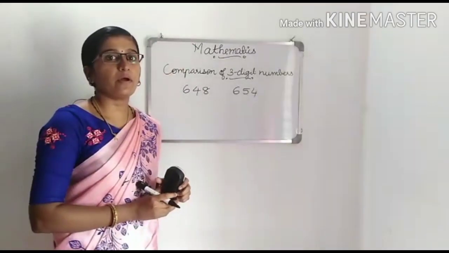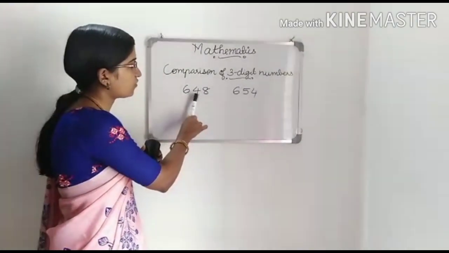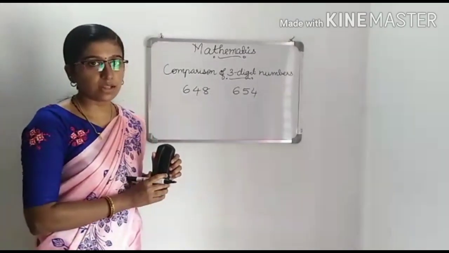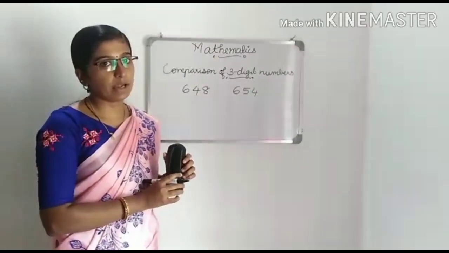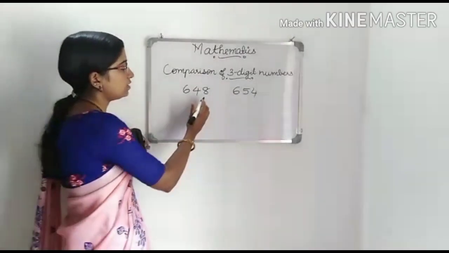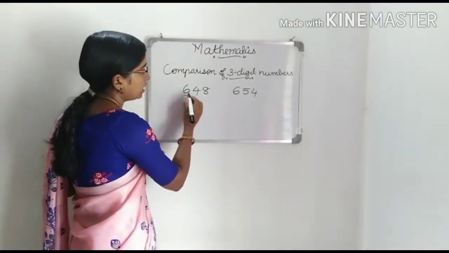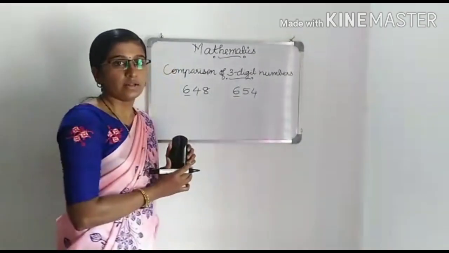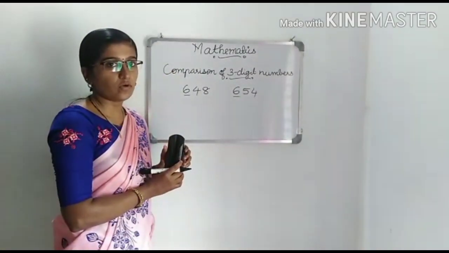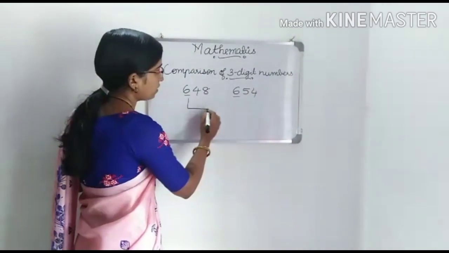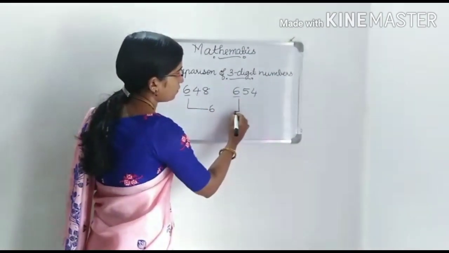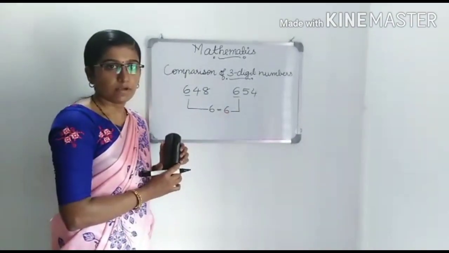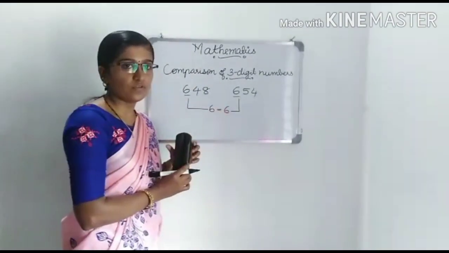Let's do another problem. Consider the numbers 648 and 654. While comparing 3-digit numbers, first we should compare the hundreds place. Here in 648, the digit in the hundreds place is 6. And in 654, the digit in the hundreds place is also 6. So we can compare the digits in the hundreds place. Here, both the digits are same. Isn't it? 6 is equal to 6.